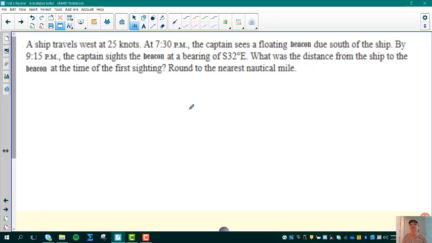What was the distance from the ship to the beacon at the time of the first sighting, rounded to the nearest nautical mile? These are often best approached with a picture. So let's think about what's going on here. A ship is traveling west, so due west. So we've got our little compass situation.